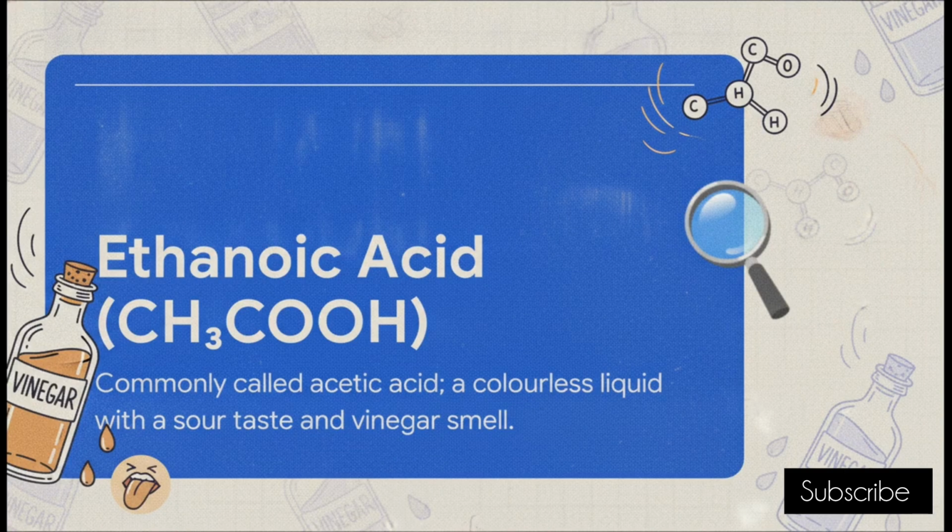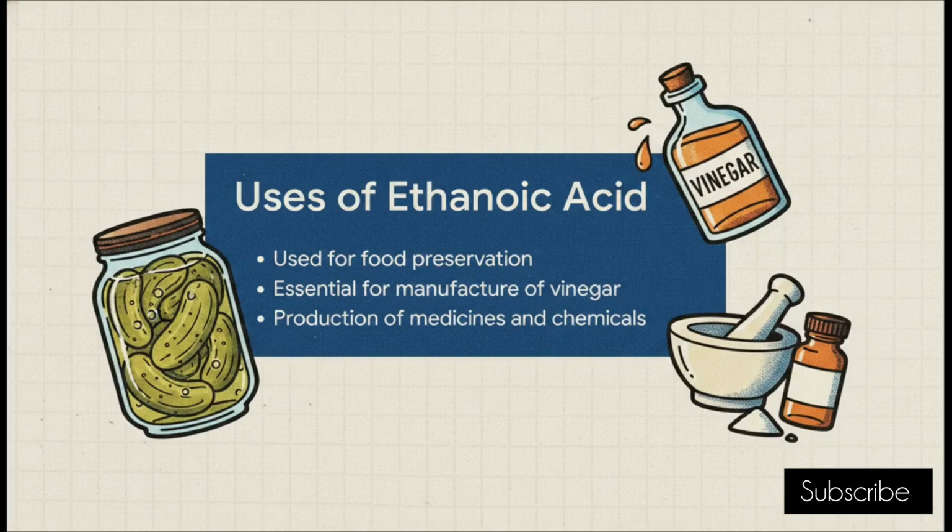Our second key compound is ethanoic acid, with the formula CH3COOH. You might know it better by its common name, acetic acid. Just like ethanol, it's a colorless liquid, but it has a very sharp, sour taste and a really distinct vinegar-like smell. In fact, what we commonly use in our homes as household vinegar is literally just a 5 to 8% solution of acetic acid. Because of these highly practical properties, ethanoic acid is incredibly useful to us. It's an absolute staple for food preservation, it's the primary ingredient in manufacturing vinegar, and it's totally vital in the industrial production of various medicines and chemicals.